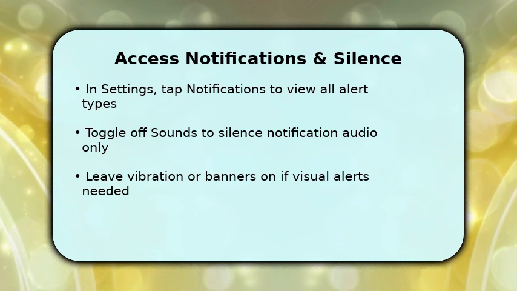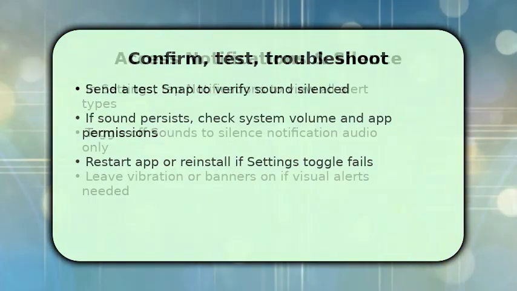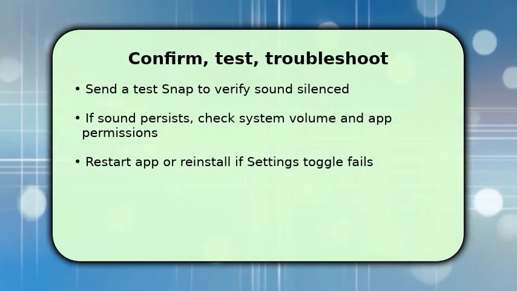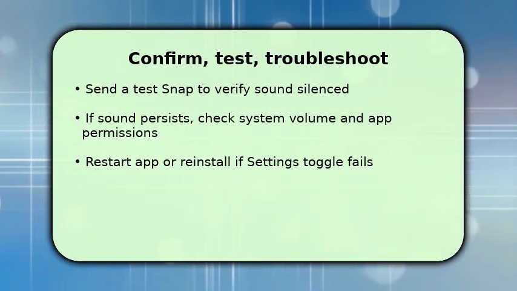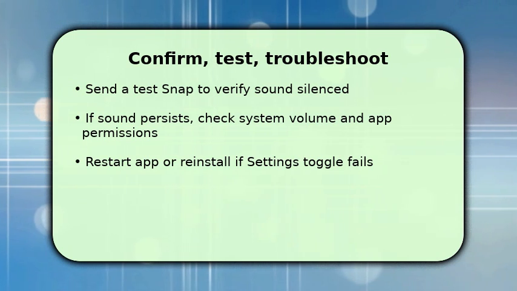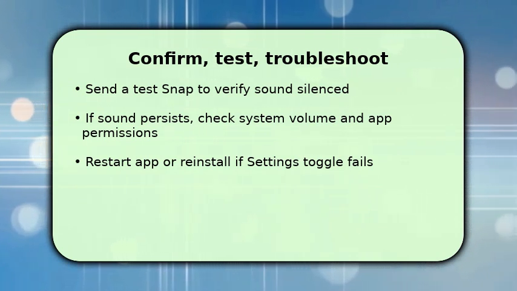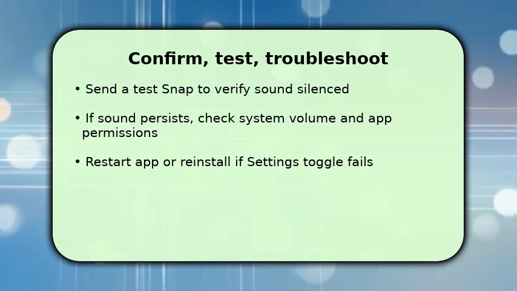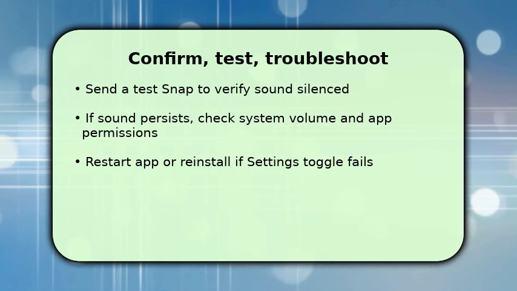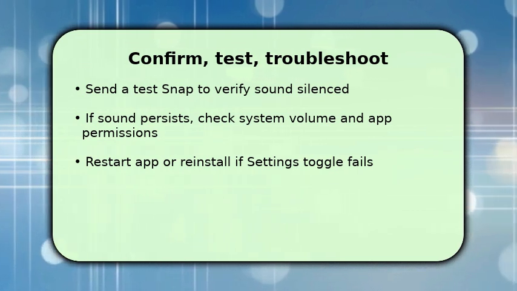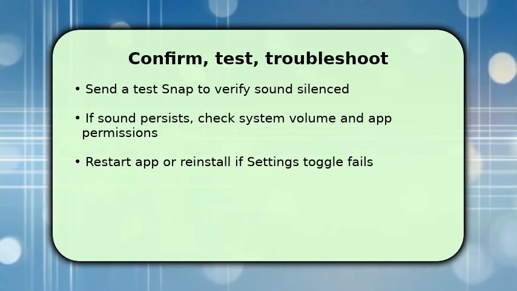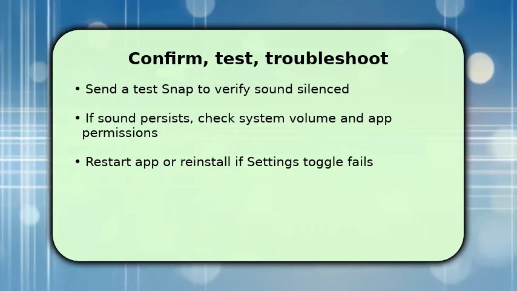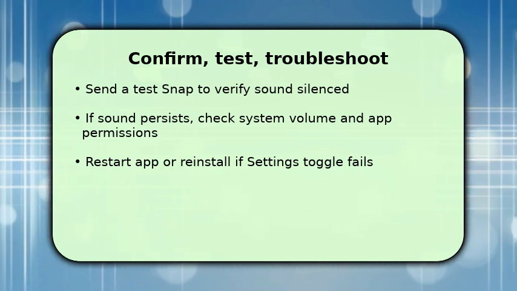Finish by confirming changes and testing. Send yourself or have a friend send a snap to verify the sound is gone. If you still hear noise, make sure your phone's media and notification volumes aren't overriding app settings, and check that Snapchat has notification permission. If the sounds toggle won't stick, force close Snapchat and reopen, or reinstall the app as a last resort. If problems persist, reboot your device. That clears lingering audio processes.